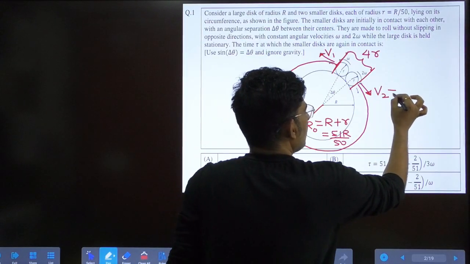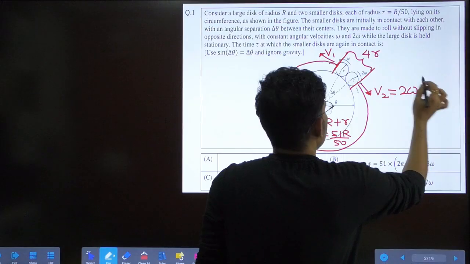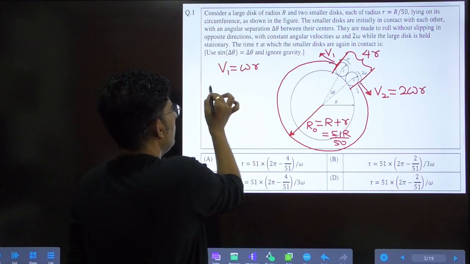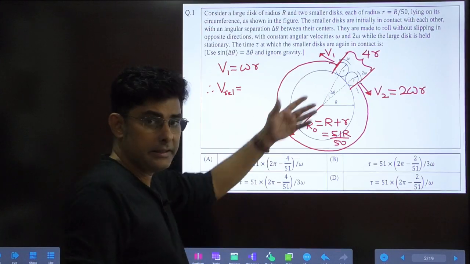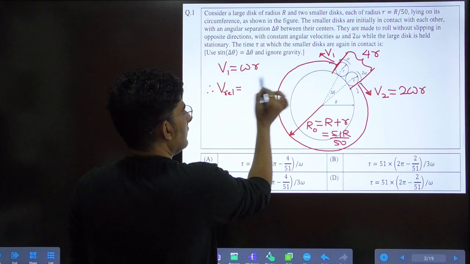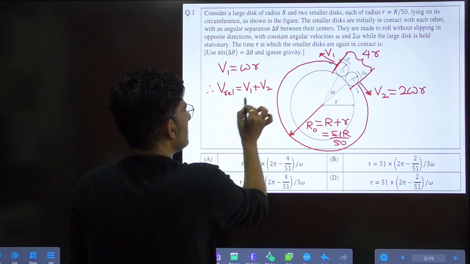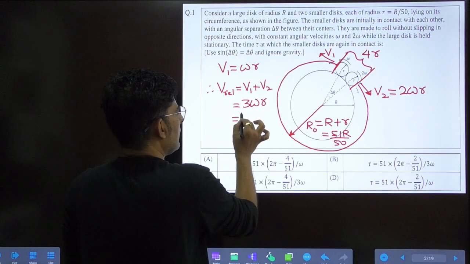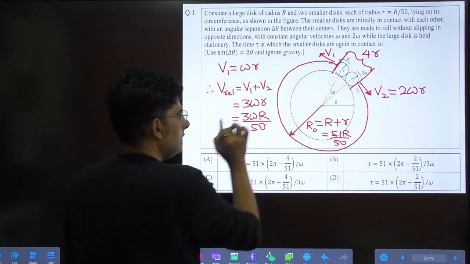Now what is pure rolling speed? v equals omega r, so this will become 2 omega r. And what will be v1? v1 will become omega r. So relative to each other, the centers of the smaller discs will have a speed v1 plus v2, because they are moving in opposite directions. So this becomes 3 omega r, which we can also write as 3 omega capital R by 50, right?